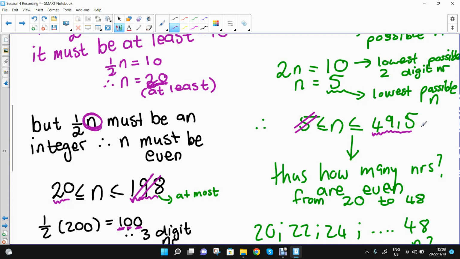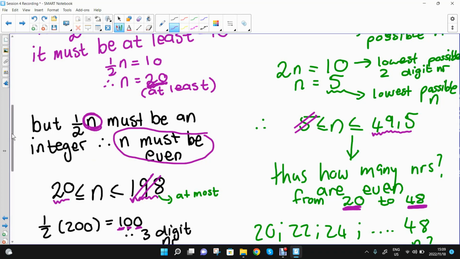But 49,5 is not an integer. Or an even number, sorry, 49,5 is not an even number. You see, n must be even. We saw that in the first scenario. So we have to find out how many even numbers we have between 20, which is my lowest possible value for n, and my highest possible value for n that can work for both of these scenarios to play out, which would be 48. So how many numbers are even between 20 and 48?